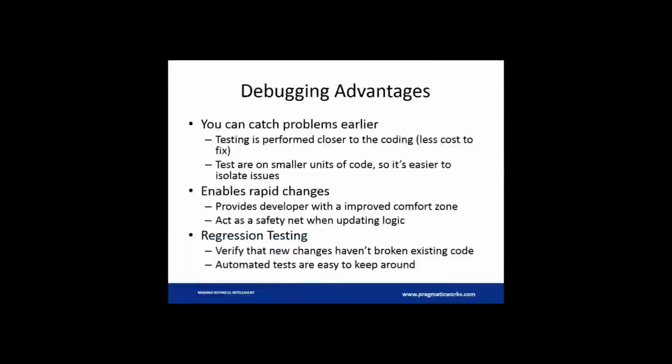So some of the advantages associated with doing unit testing in this fashion, one of the number one things is you catch problems earlier. So ideally with unit testing, you're creating a unit test as you're actually coding the solution. Because the testing is performed at the same time, you're closer to the code and it's not as much work to actually fix problems.